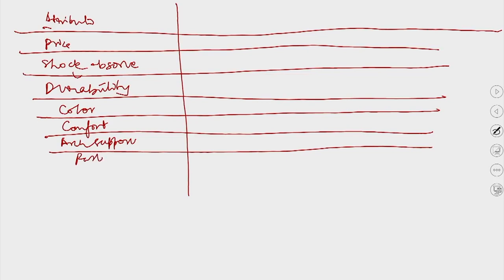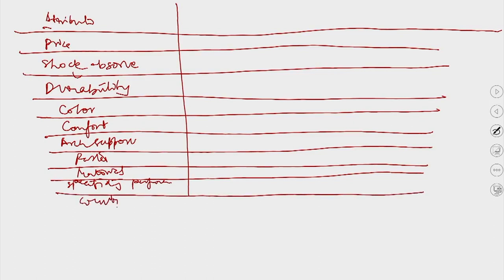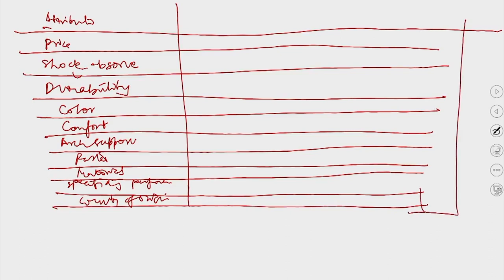fastener, the seventh attribute, the material through which it is made is another attribute, performance is another attribute, and country of origin is the last, 10th attribute. So, these are the 10 attributes on which I will compare three brands of shoes, and then I will tell you this is my sum.